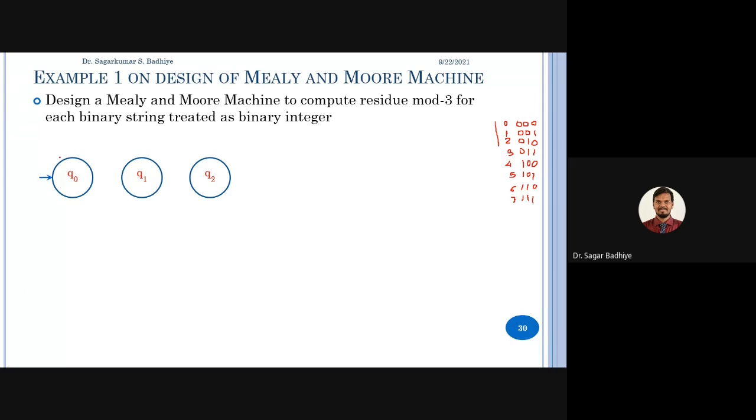So whenever there are zeros as input, any number of zeros will be divisible by 3, right? So from q0, if I get a 0 input, I should go to a state such that it produces a remainder 0, and I should produce an output as 0, right? So from q0, if I get a 0 as input, I will go to q0 and produce an output 0 simultaneously. I'll add outputs later, but we'll see which number is divisible by 3. So if I get any number of 0s, I should be in q0, because q0 represents an output 0.